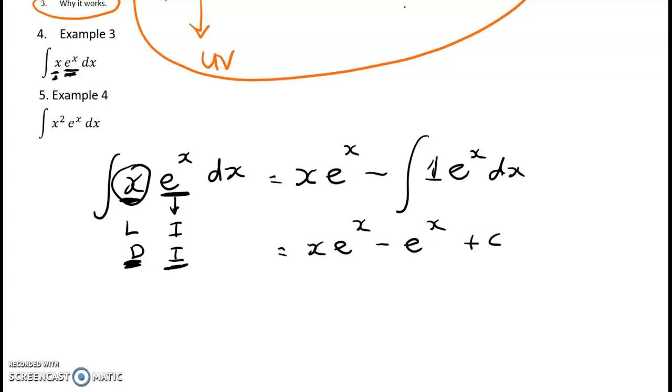So that's that first question done, okay? And you can differentiate that back, and you should do that for some differentiation practice, and you'll see that if you start out with this, you end up getting back to this.